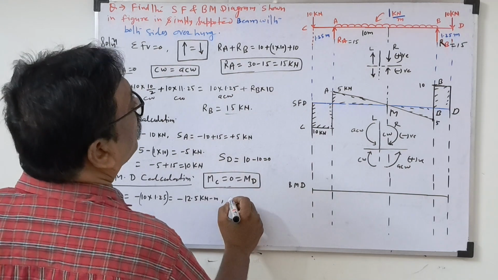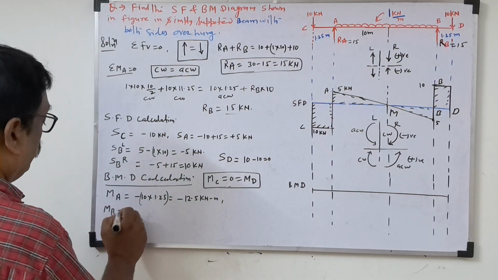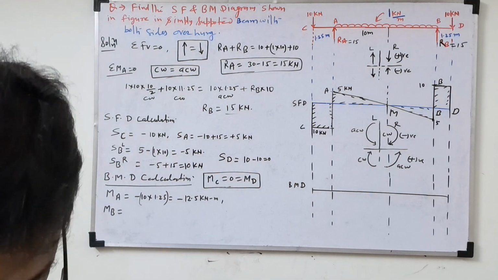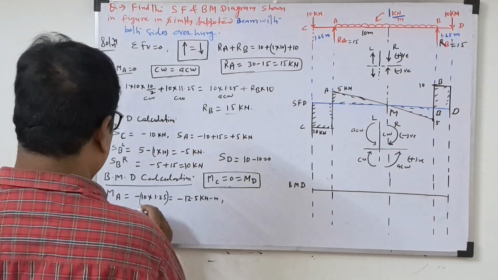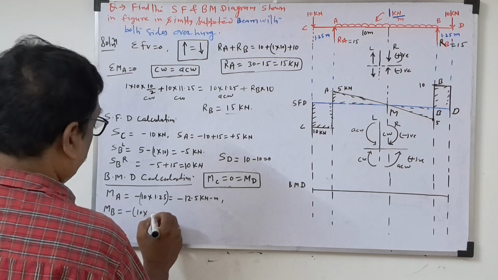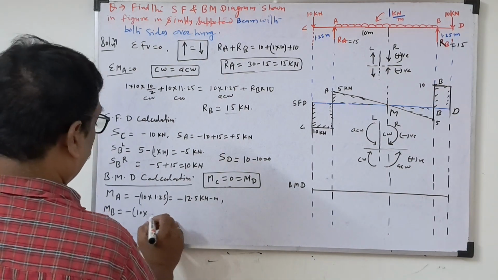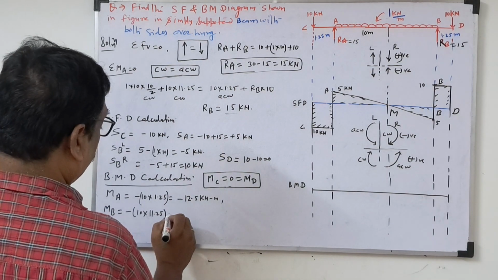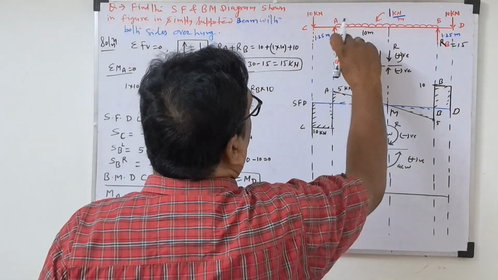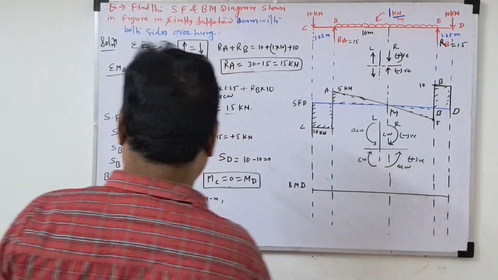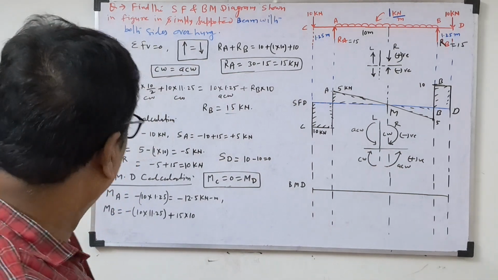Now we'll take the bending moment at B. Bending moment diagram at B will be calculated. So look here, this point. Now 10 into, again negative. So minus 10 into, what is the distance? 10 plus 1.25, 11.25. Plus now 15 RA, which is clockwise positive. So what will come here? 15 into 10, 15 into 10.